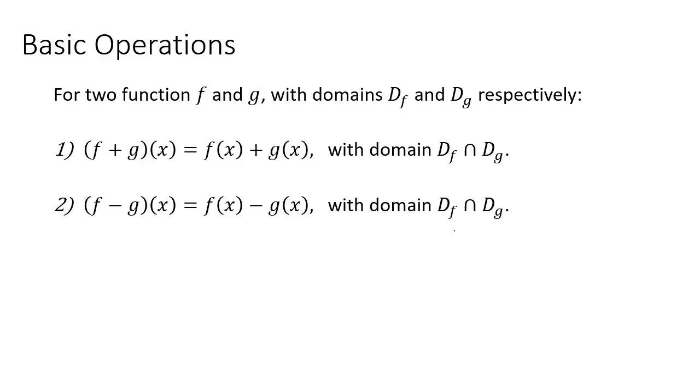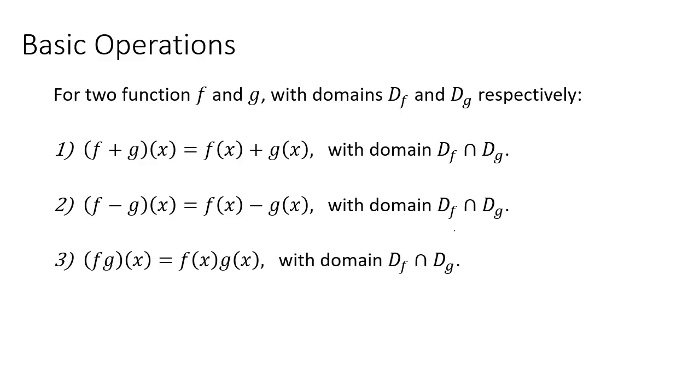For f minus g of x, that's just going to be f of x minus g of x, and it's going to have the exact same domain. It's the intersection between the domains of f and g, the x's that are in both. If you want f times g of x, that's just f of x times g of x, and it also has the same domain, the intersection of the two domains individually, f and g.